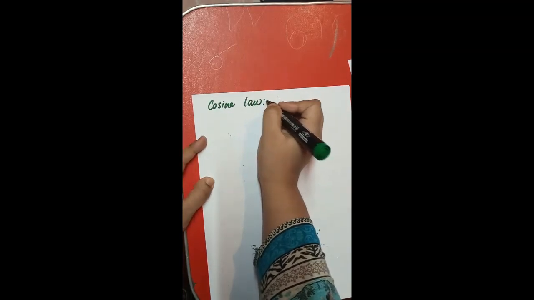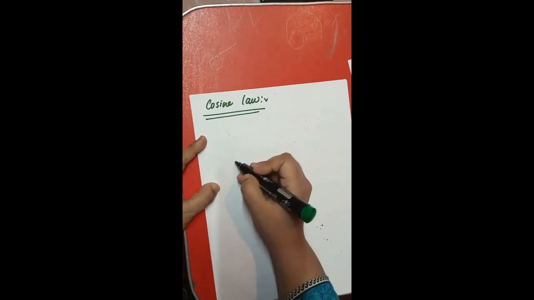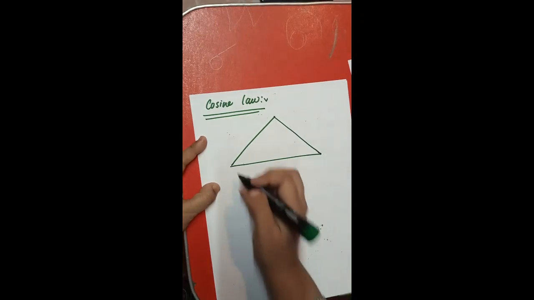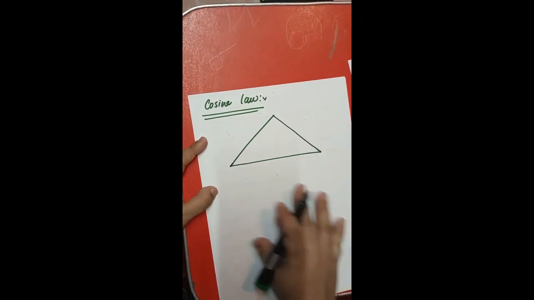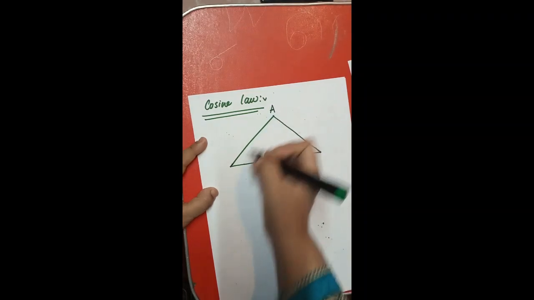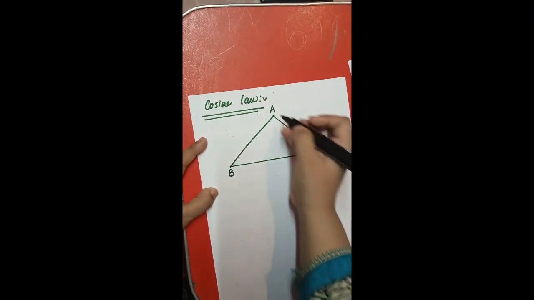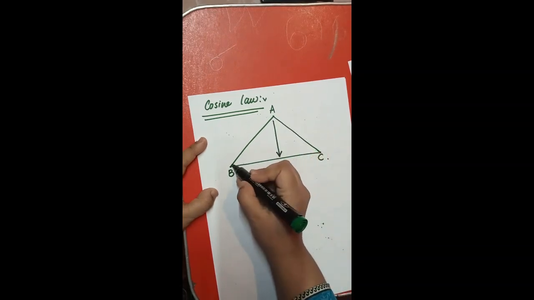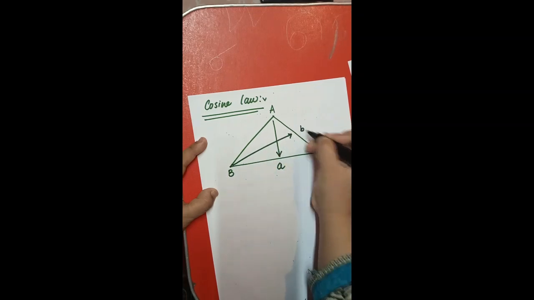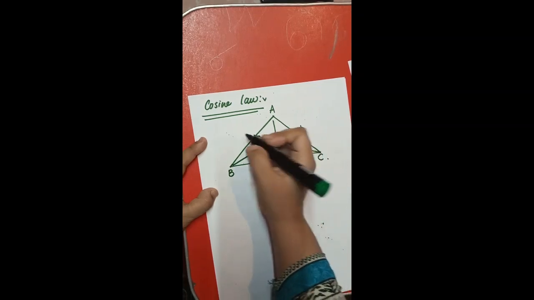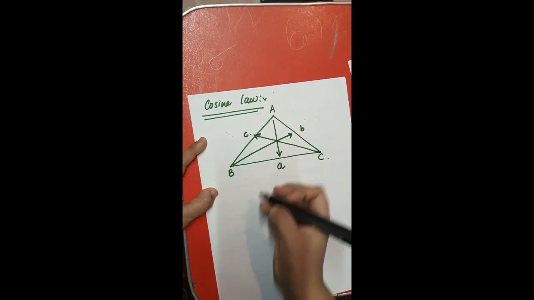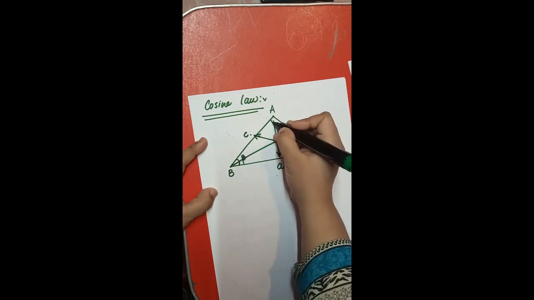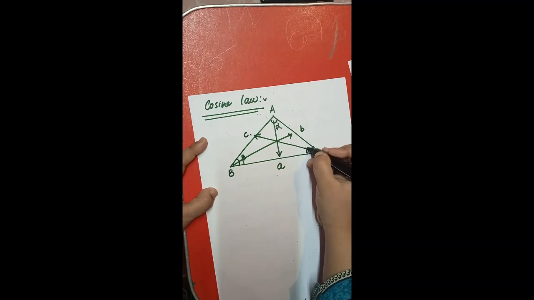So if we are going to discuss the cosine law, suppose you have a triangle like this, and there is no angle equal to 90 degree. We label the angles A, B and C. The opposite side of A will be small a, the opposite side of B will be small b, and the opposite side of C will be small c. If this is B, we can say beta here. This angle should be alpha, and this angle should be gamma.